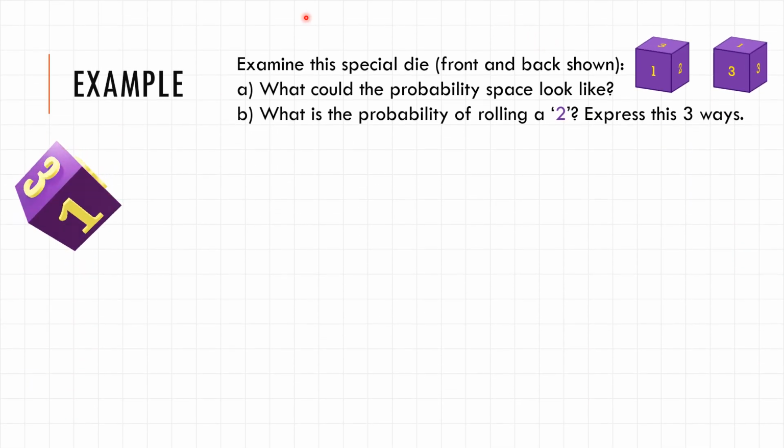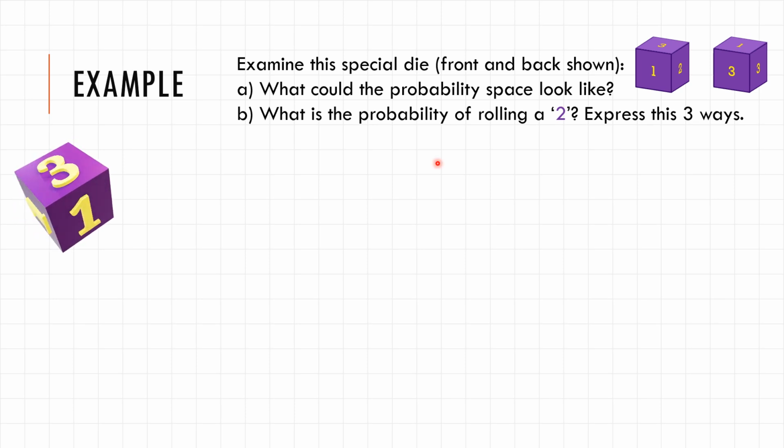An example here. Let's examine this very special dice. It's not a regular dice. It doesn't have the numbers 1 through 6 on it. It's a special dice. It's got 1, 2, 3, 3, 3, 1. So this is sort of what that dice might look like. Okay, there's 3 3s, there's 2 1s, and there's only 1 2. What could the probability space actually look like?